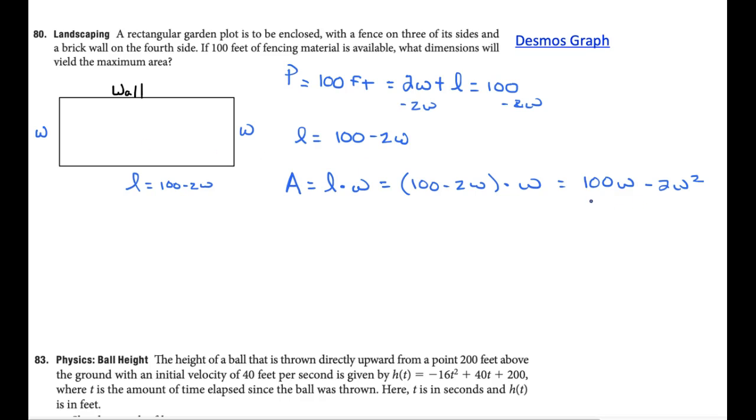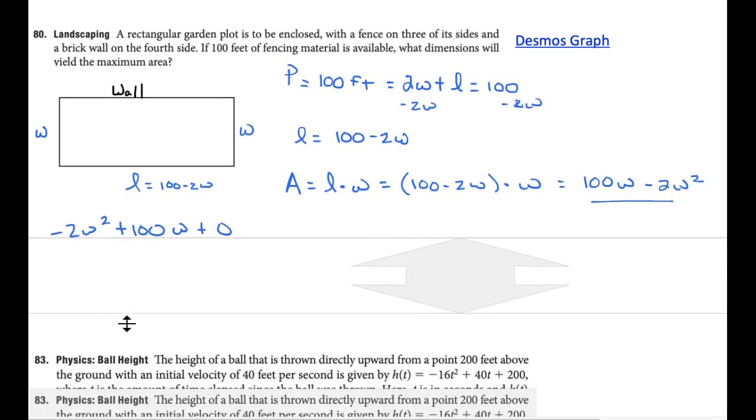So I'm just going to rearrange this right here to be negative 2W squared plus 100W, and then if it was in the form of a quadratic, it would be plus 0, because that would be our C value. So now hopefully it looks a little bit more like a quadratic to you, and you can now take this and kind of figure out what it's going to look like.